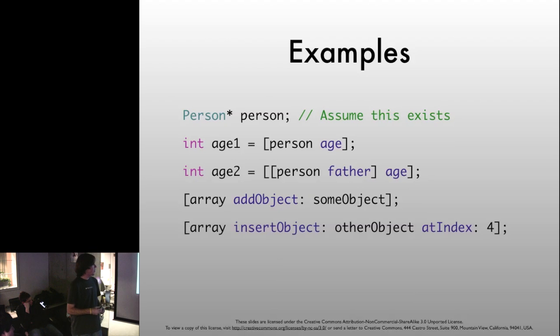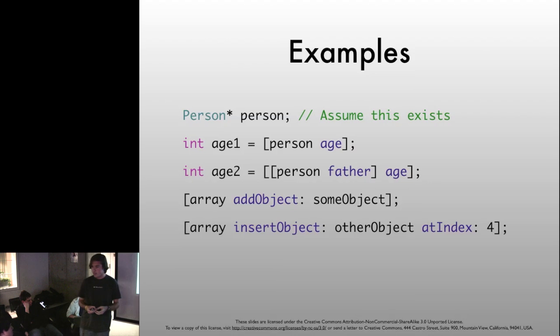Okay, and here's an example of a two-parameter method. We have some array that we want to insert an object at a particular index. We can say insert object, the object we want to insert, at index, the index we want to insert it at. Any questions about that? So the name of this message here is insertObject:atIndex:. But it's easier to think about the entire message call as insert object, the object, at index, the index.